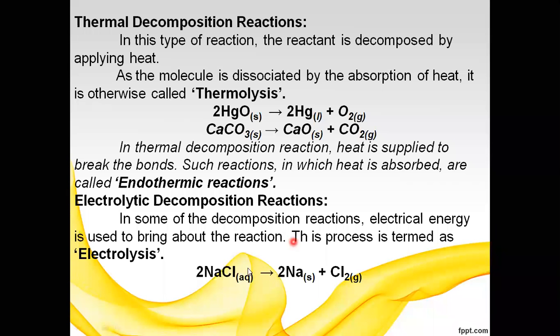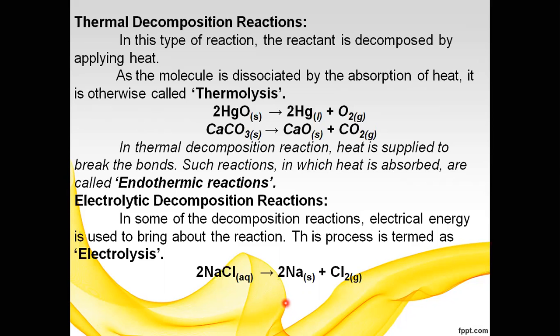So in this process, sodium chloride is a compound. It is divided into two simpler substances, that is sodium and chlorine. These two are elements. So this process is called compound gives element plus element. So the electrolytic decomposition reaction is called element and element decomposition.